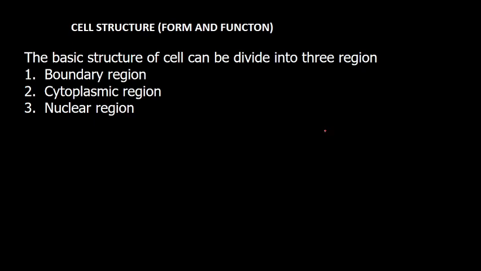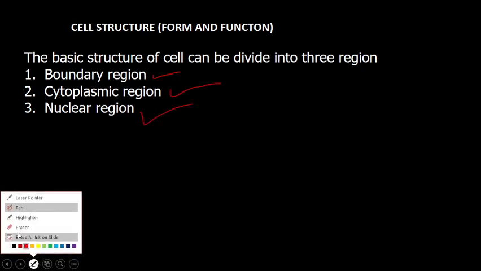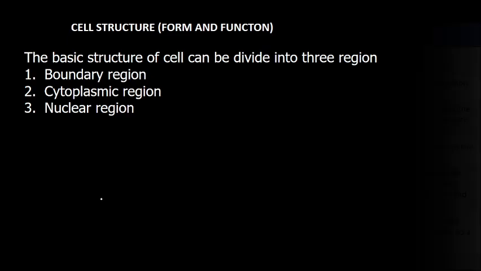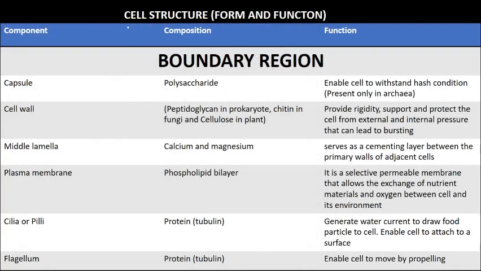So, cell structure, form and function. The basic structure of a cell can be divided into three regions, which we stated initially: the boundary region, the cytoplasmic region, and the nuclear region. Let us now look at what is inside each region. So this is the cellular structure, this is the boundary region. What are those things inside the boundary?